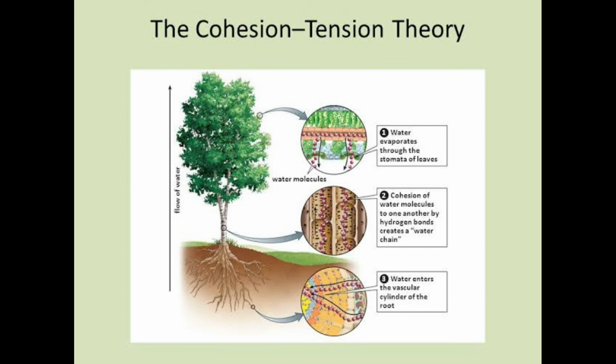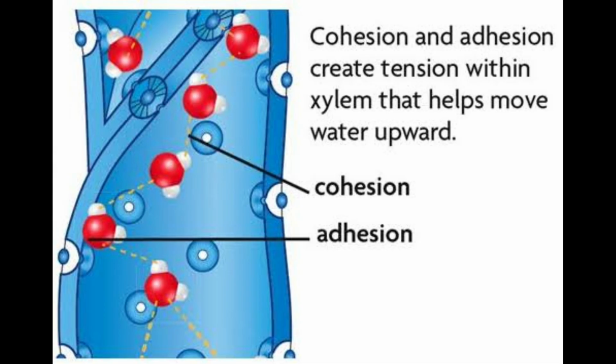Cohesion tension is a mutual attraction between or amongst the water molecules. If you keep droplets of water side by side and try to merge them, they easily merge because of the tension called cohesion tension. And then adhesion tension is the attraction of water molecules to the polar surfaces of tracheary elements, especially in xylem. And then another thing is transpiration pull.